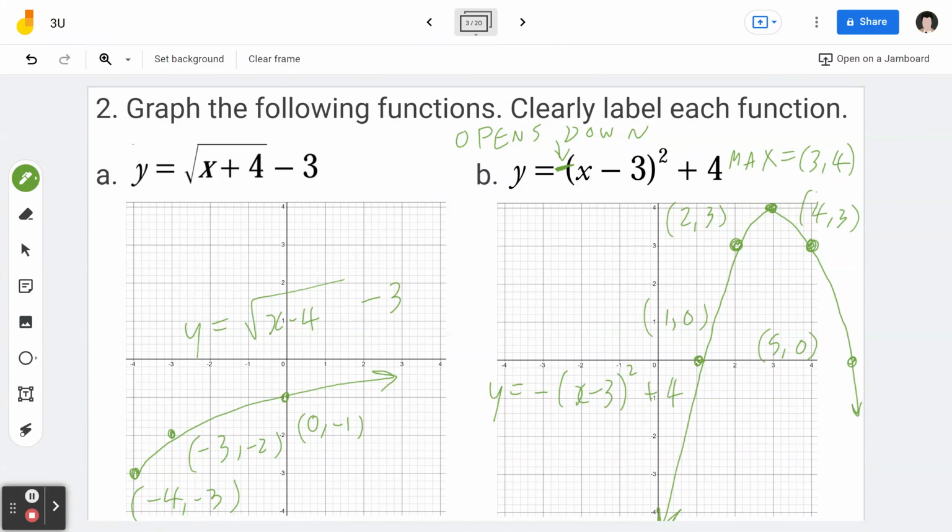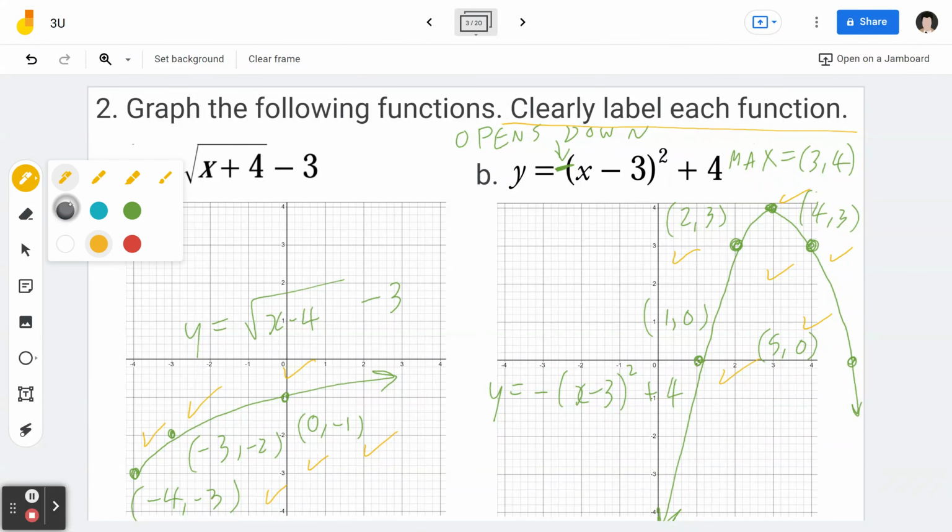So again, not to overstate this, when it says clearly label each function, what are we looking for? You have the points, you label the points just like that. And of course, ideally, you want to maximize the graph and you want to label as many features as possible.